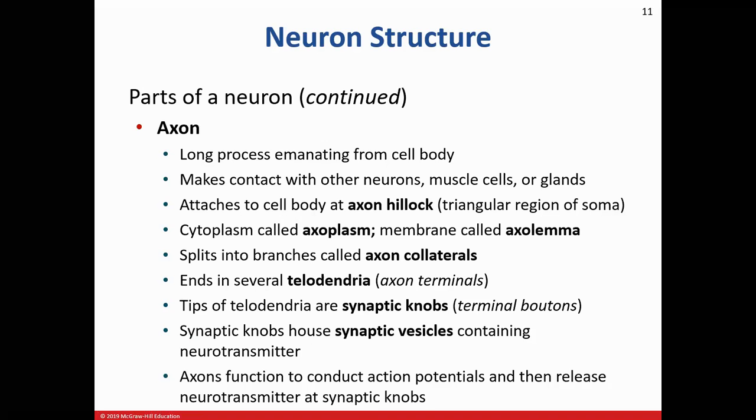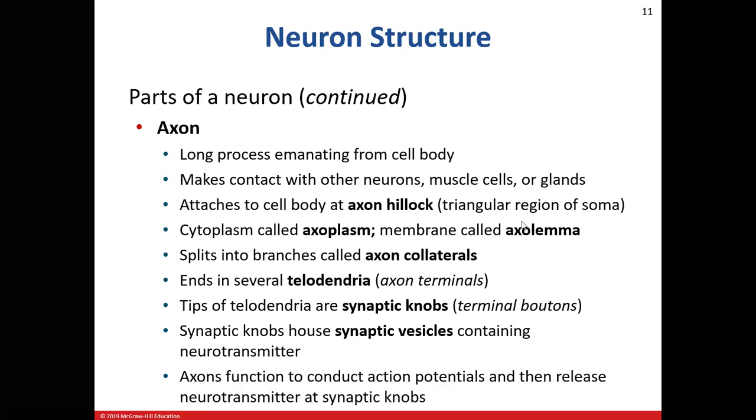Then we get to the axon. And you'll notice that this basically takes up an entire slide because the axon is probably the most significant part of the neuron structure, especially when it comes to function. So the axon is the long process that emanates from the cell body. It makes contact with other neurons, muscle cells, or glands. And it does this by creating what we know as a synapse.